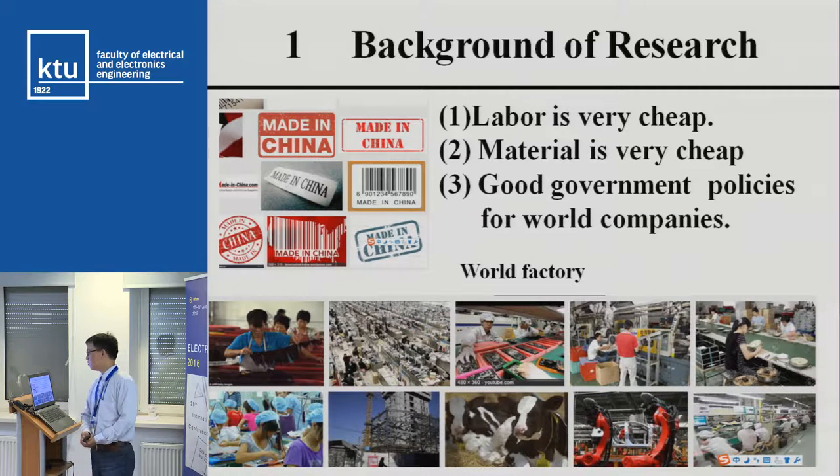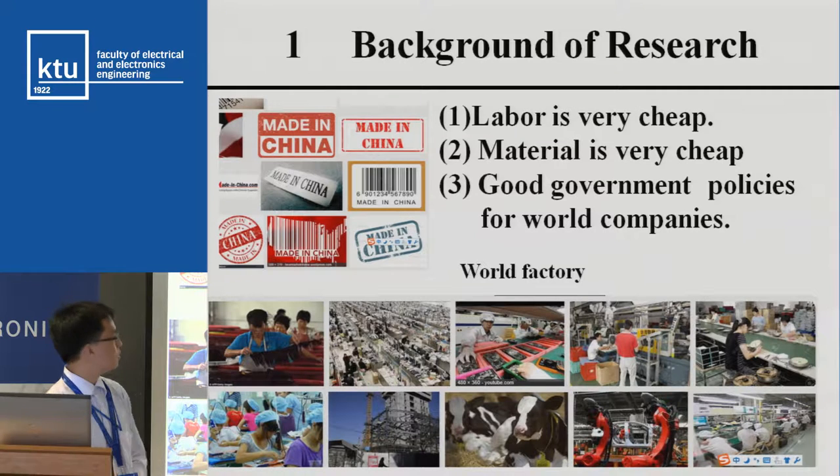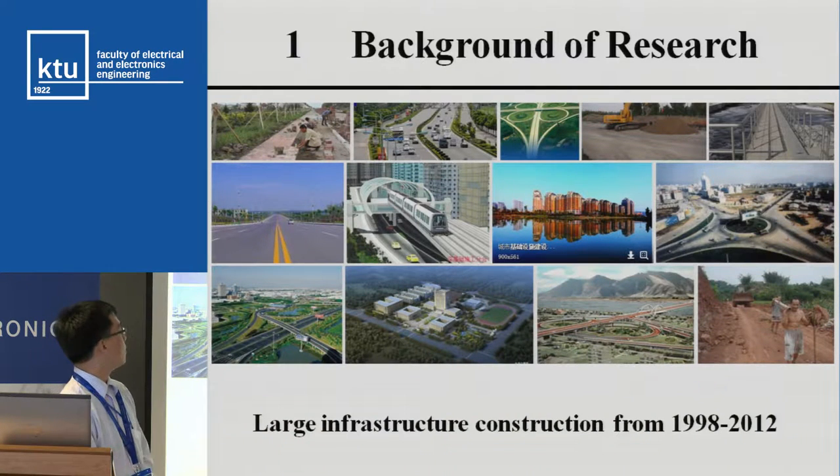And the second one is the material. The area of China is so large, so the natural resources are very rich, so the material is also very cheap. And the third one is that the Chinese government has so many policies. They encourage world companies to run factories in China, so maybe 10 years ago, China became the world factory. And the next one is from 1998 to 2012, because China had large infrastructure construction. So this is the world factory, and this is a large contribution.